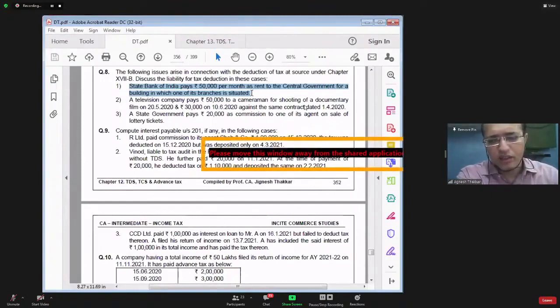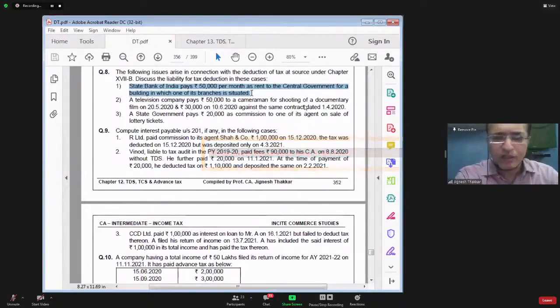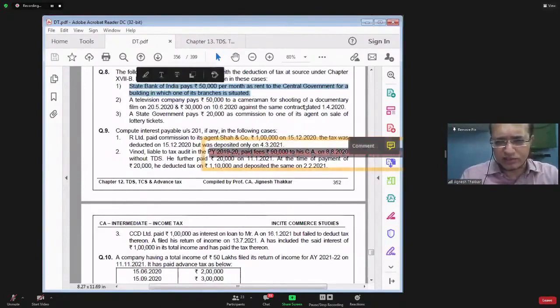Why? Because section 196 says when you are making payment to central government, state government, corporation established under Central Act, mutual fund specified under section 10(23D), RBI, you should not deduct TDS. So this question you should answer giving a reference to section 196.